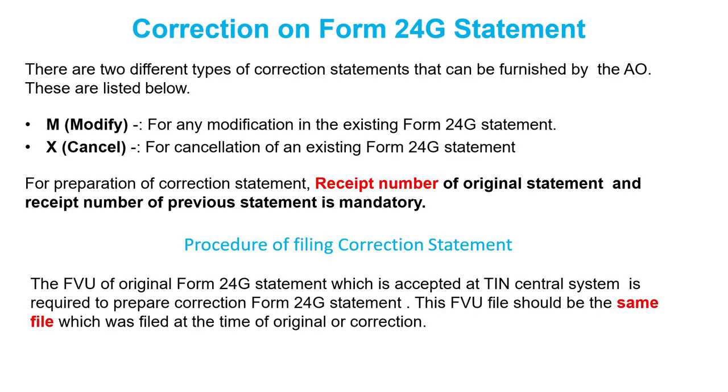Next, we will look into correction of Form 24G statement. There are two types of corrections that can be made by the AO. One, he can modify it or he can cancel it. For preparation of correction statement, receipt number of original statement is mandatory. The FVU file which was accepted at the time of filing original return has to be saved, because the same file is to be used for making correction.